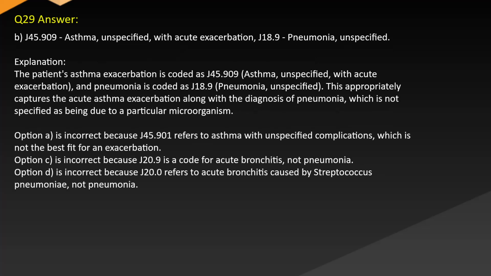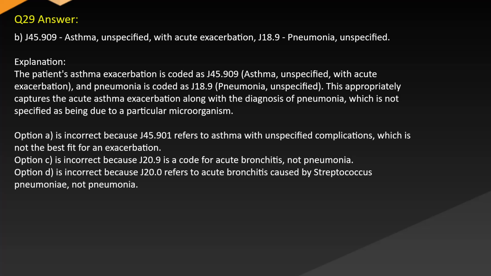Answer B. J45.909, asthma, unspecified, with acute exacerbation, and J18.9, pneumonia, unspecified. Explanation: the patient's asthma exacerbation is coded as J45.909, and pneumonia is coded as J18.9, pneumonia, unspecified. This appropriately captures the acute asthma exacerbation along with the diagnosis of pneumonia, which is not specified as being due to a microorganism.